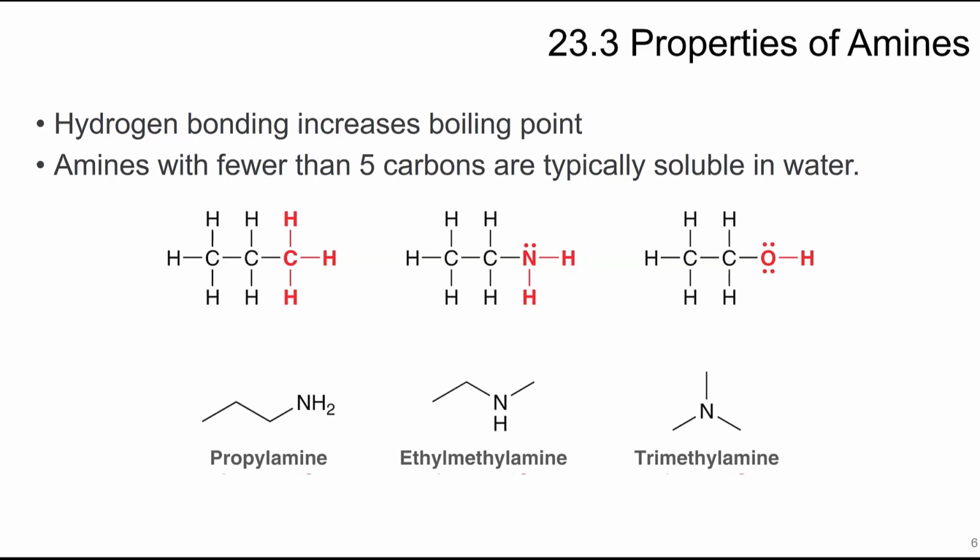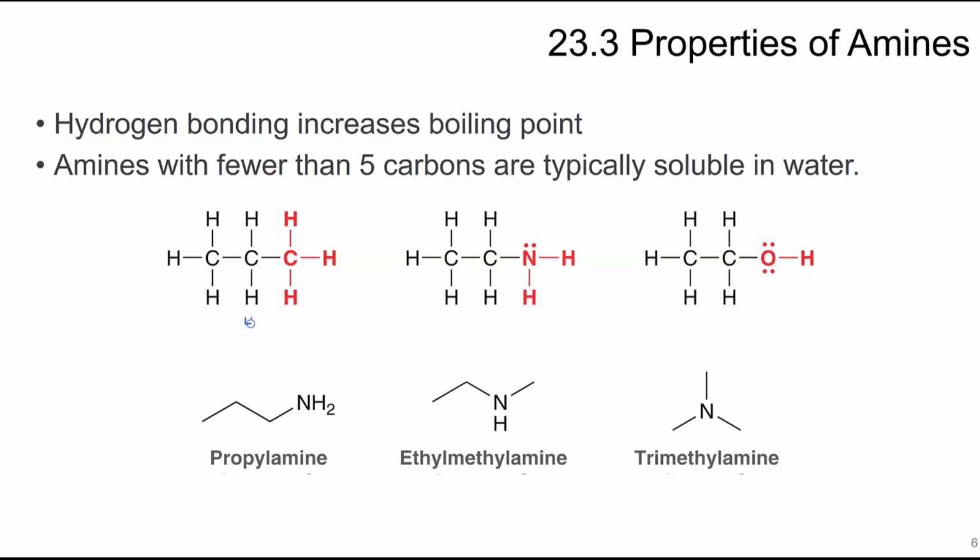Having hydrogen bonding increases the boiling point. Amines with less than 5 carbons are typically soluble in water. If you add extra nitrogens and oxygens, though, that's going to change the ratio. So if you remember back to chapter 2, there was the ratio where the number of oxygens plus nitrogens over carbons less than 4 equals water soluble. That's going to play into that as well.